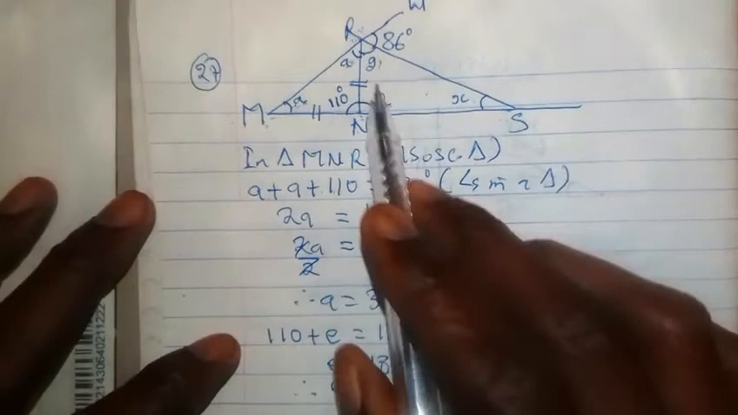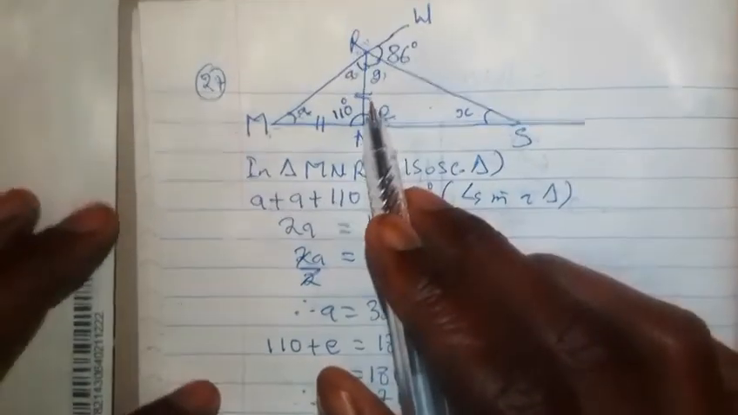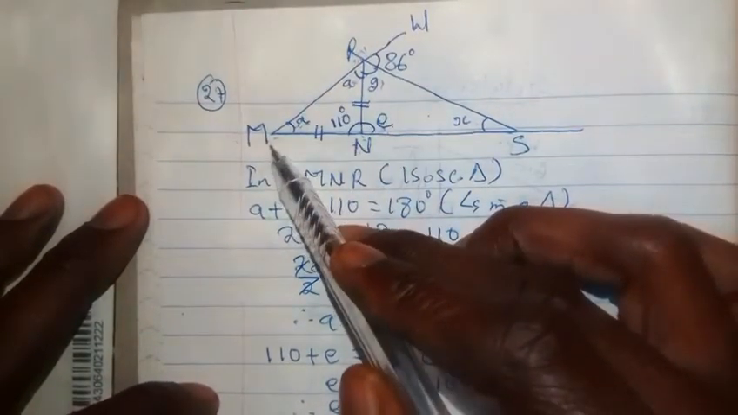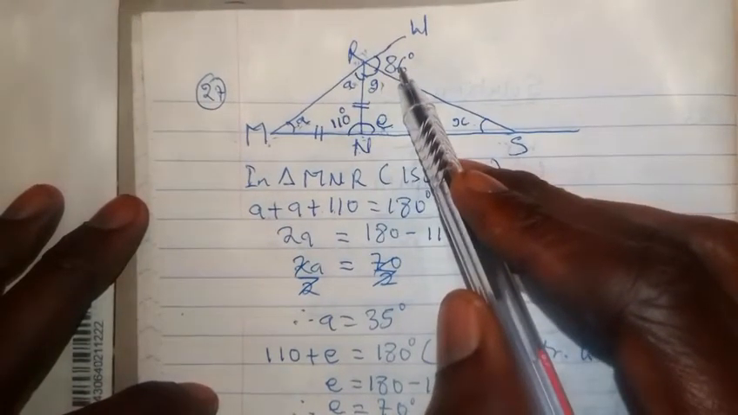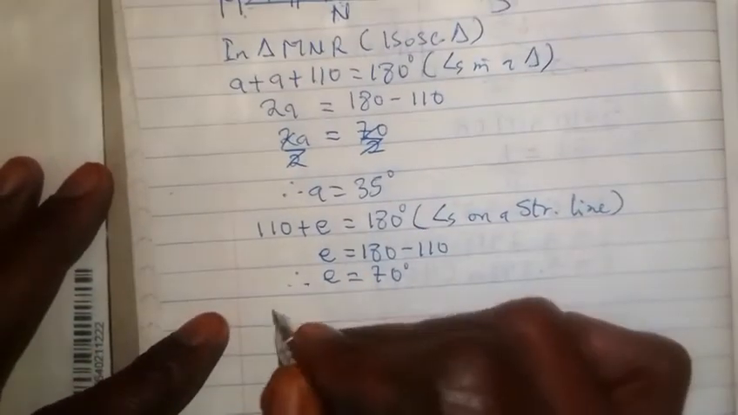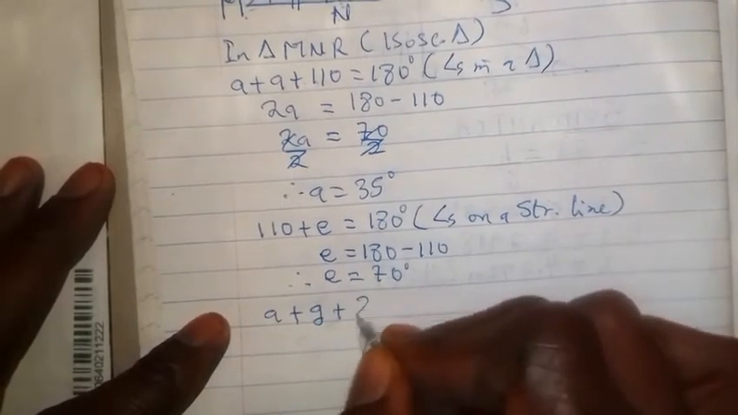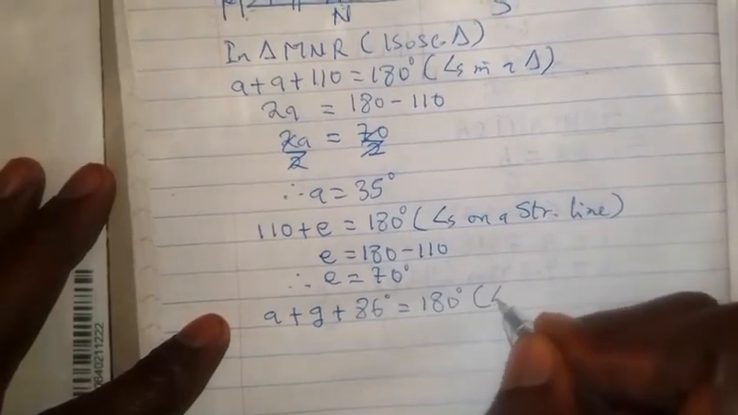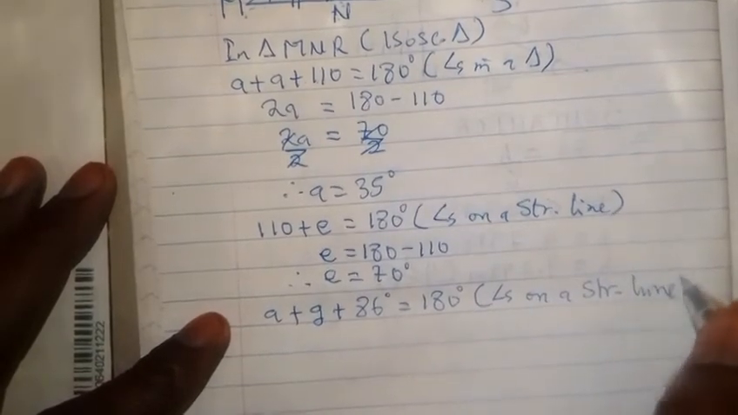All right, now let's get to the next part, which is to get our G. Now to get our G, we also note that MRW is a straight line. So for that reason, we can add up A, G, and 86 to give us 180 degrees, that is angles on a straight line. We say our A plus G plus 86 degrees must give us 180 degrees. So we say angles on a straight line.